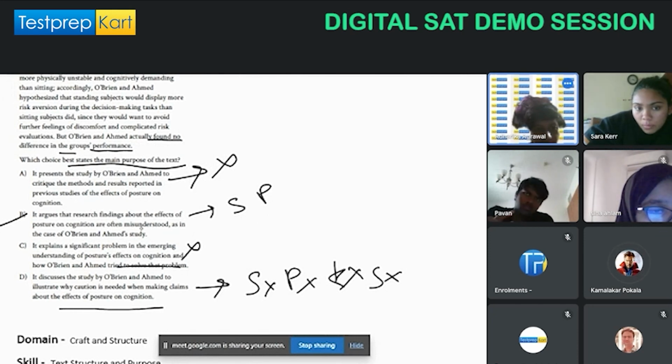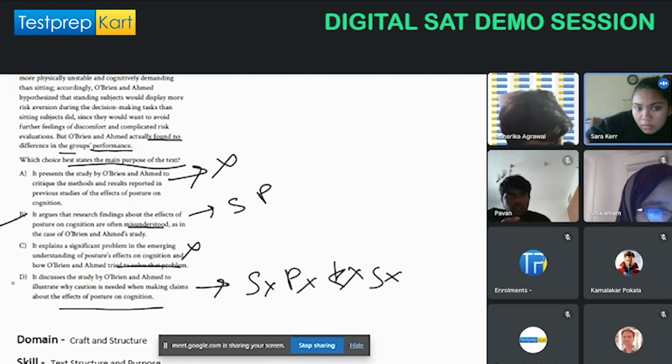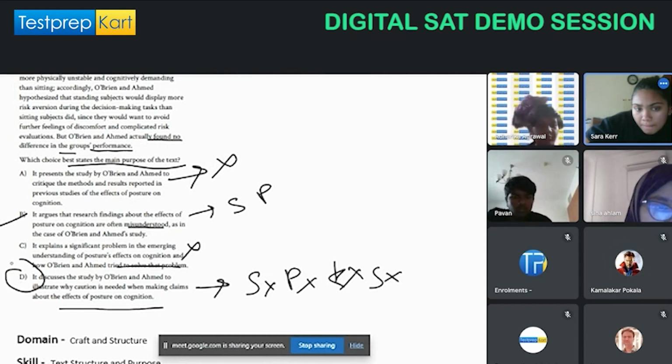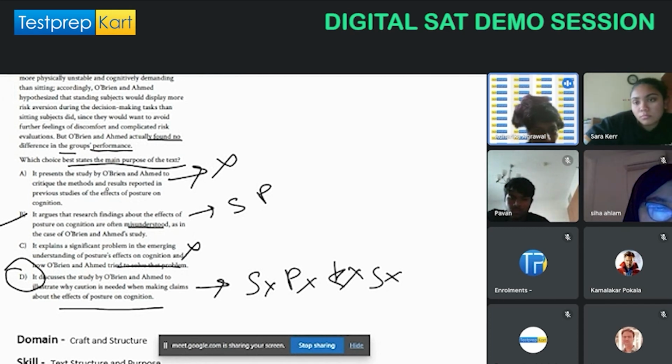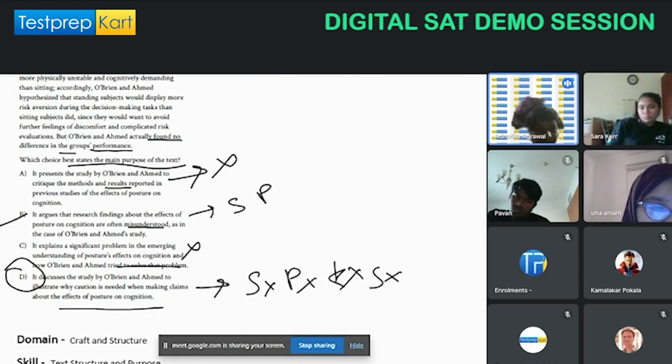Ma'am, could it be D option? Yeah. D, did you say? D. Yeah, the option is D. See, a few words are there which were extreme over here. Like here they try to solve the problem. Here the word results, keyword. Here misunderstood. These are the keywords. We have to be very careful while understanding the paragraph.